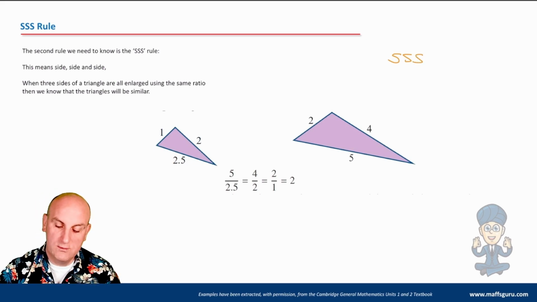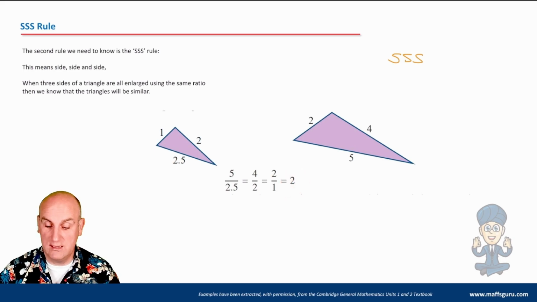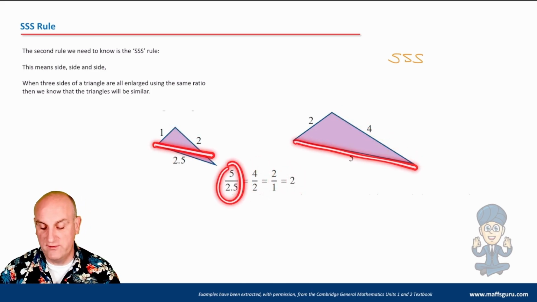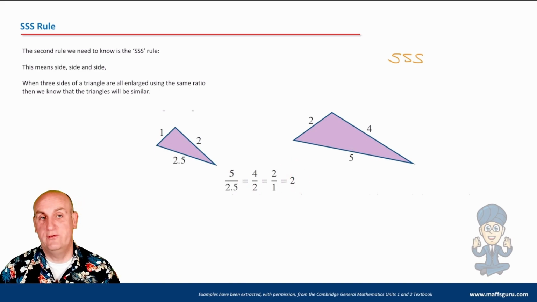So let's see. We would in this situation say, well, what is 2 divided by 1? Well, 2 divided by 1 is 2. Okay. What is 4 divided by 2? 4 divided by 2, also 2. What is 5 divided by 2.5? 5 divided by 2.5 is also 2.